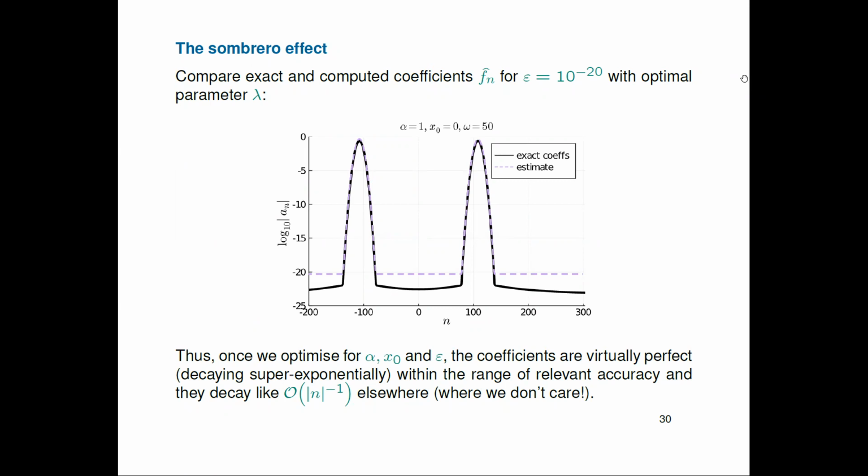So take epsilon equal 10 to minus 20. Suppose alpha equals 1, x0 equals 0, omega equals 50. The exact coefficients are in black. The computed coefficients are in magenta. And look what we obtain. This is the log to log basis. So this is 10 to minus 20. And see that up to 10 to minus 20, we have a perfect fit of what we're approximating to what we want to approximate. Absolutely perfect fit. Exponentially small departure.